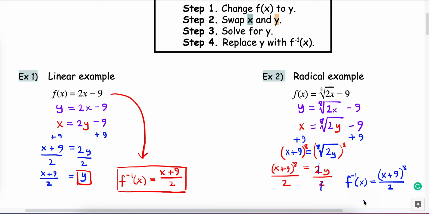I'm going to pause there for just a second. Let that sink in. All right, so the 4 steps: change f of x to y, swap x and y, solve for y, and then replace with f inverse. All right, let's see it with a few more examples.